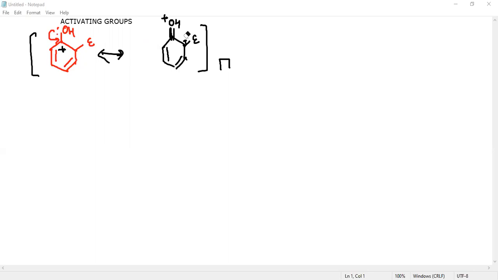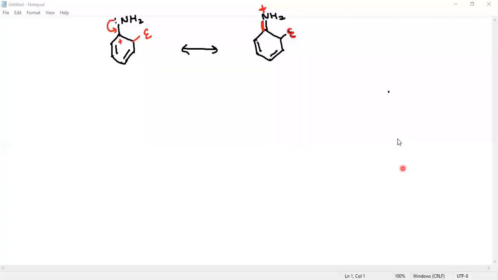Let's go ahead and check one more electron donating group. So this is another example, which is the amine group here, which is also electron donating by resonance. It is stabilizing the carbocation directly under it. That is why the electron donating groups are also called ortho-para directors, because they facilitate this carbocation here.